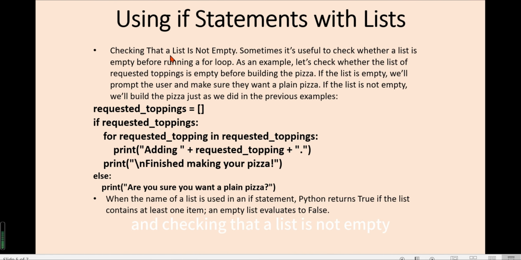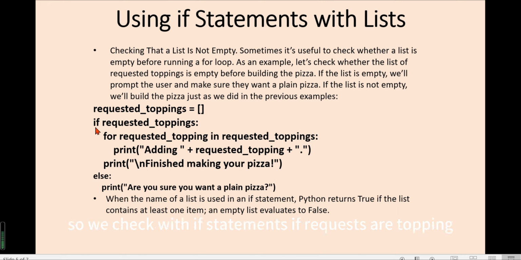And checking that a list is not empty. Sometimes it is useful to check whether a list is empty before running a for loop. As an example, let's check whether the list of requested toppings is empty before building the pizza. If the list is empty, we will prompt the user and make sure they want a plain pizza. And if the list is not empty, we will build the pizza just as we did in the previous example. So here we create requested toppings as an empty list, brackets with no items inside.